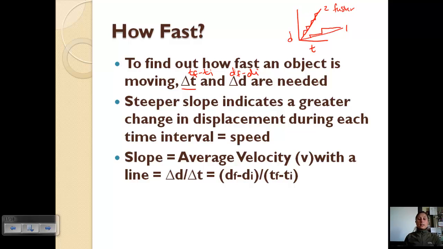Okay, so slope is the average velocity, and I write v with a line because in the PowerPoint it wouldn't let me. So instead of writing all of this, you could just put that it's v with a line over the top, and that's the change in distance over the change in time. And so we've broken it into d final minus d initial over t final minus t initial. You could put this on your note card. I would just write it as average velocity is distance over time.